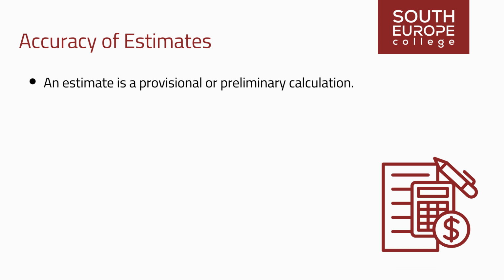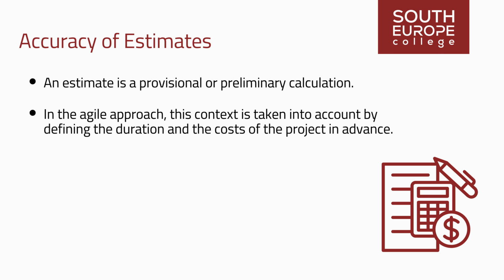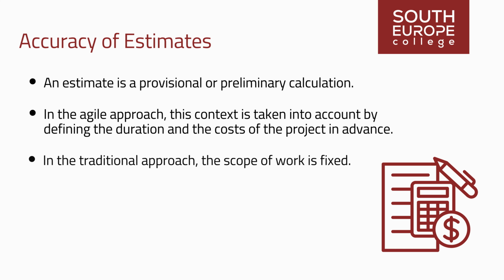An estimate is a provisional or preliminary calculation. However, the project owner or the management of the company expects a cost estimate that is as reliable and dependable as possible. In the Agile approach, this context is taken into account by defining the duration, time boxing, and the costs of the project in advance. The uncertainty then lies in the effective scope of services that will be realized. In the traditional approach, the scope of work is fixed.